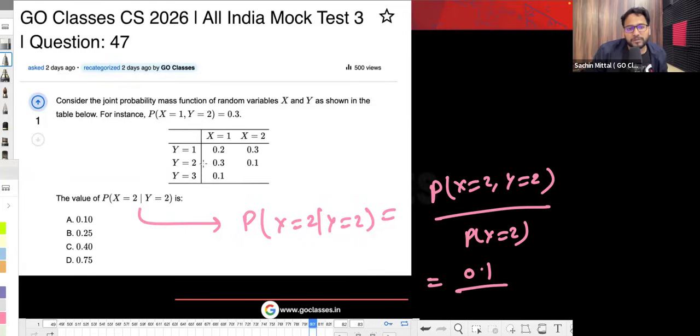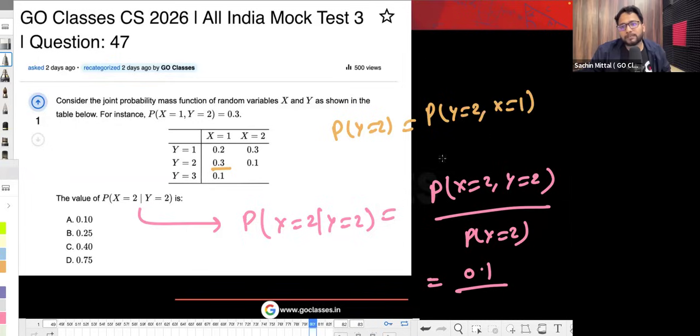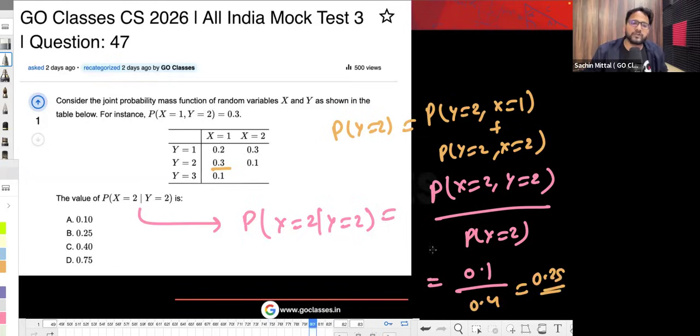The probability of y equal to 2 will be the probability of y equal to 2 when x is 1 plus the probability of y equal to 2 when x is 2. I mean, you can just sum over this row, and it will be 0.4. So 0.1 by 0.4, which means 1 by 4, it is 0.25. So 0.25 was the correct answer here.